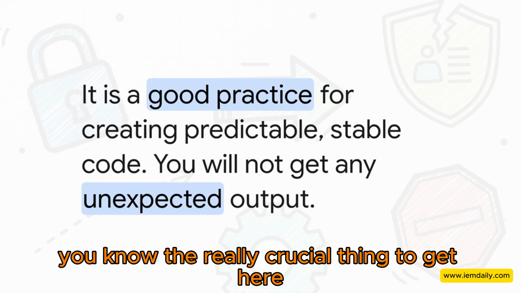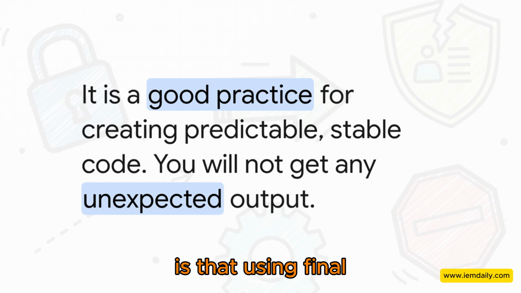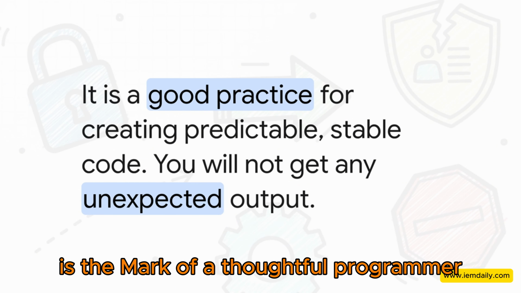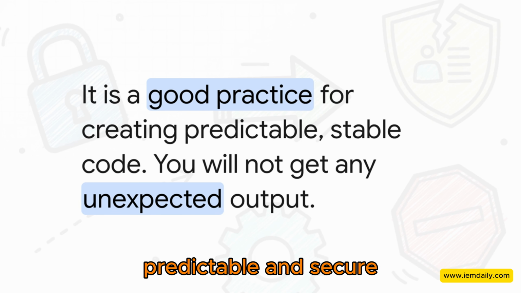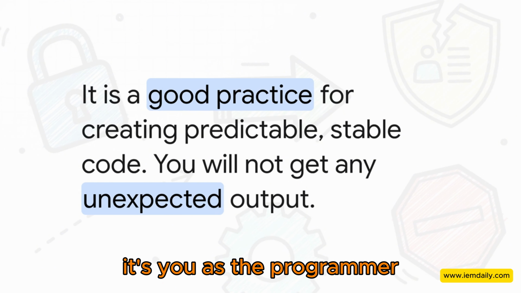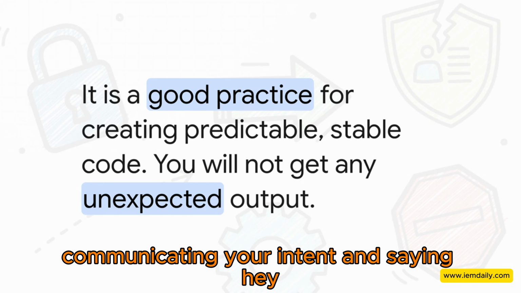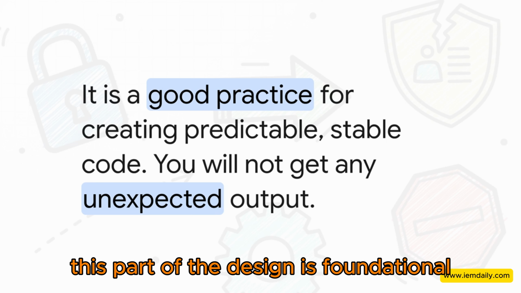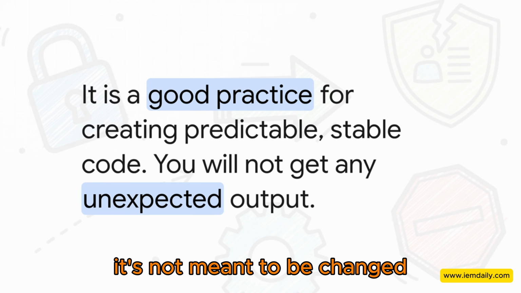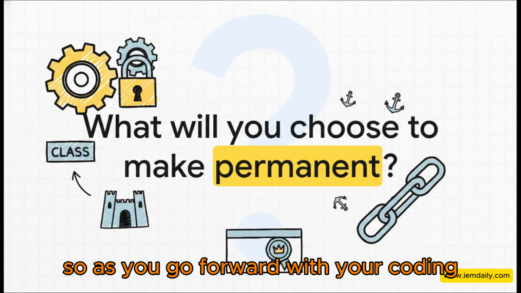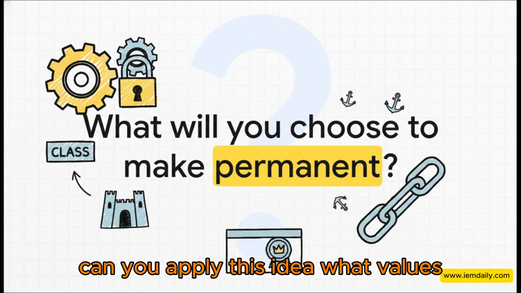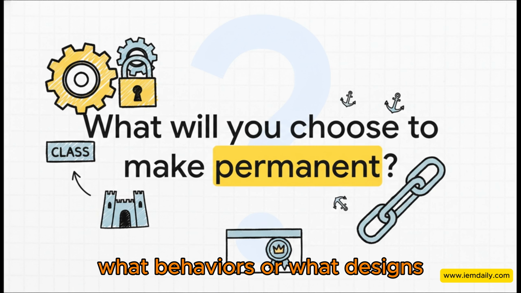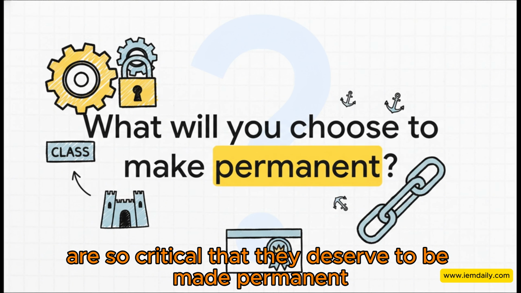You know, the really crucial thing to get here is that using final is the mark of a thoughtful programmer. It's how you write code that is stable, predictable, and secure. It's you, as the programmer, communicating your intent and saying, hey, this part of the design is foundational. It's not meant to be changed. So as you go forward with your coding, I want you to think about this. Where in your own projects can you apply this idea? What values, what behaviors, or what designs are so critical that they deserve to be made permanent?